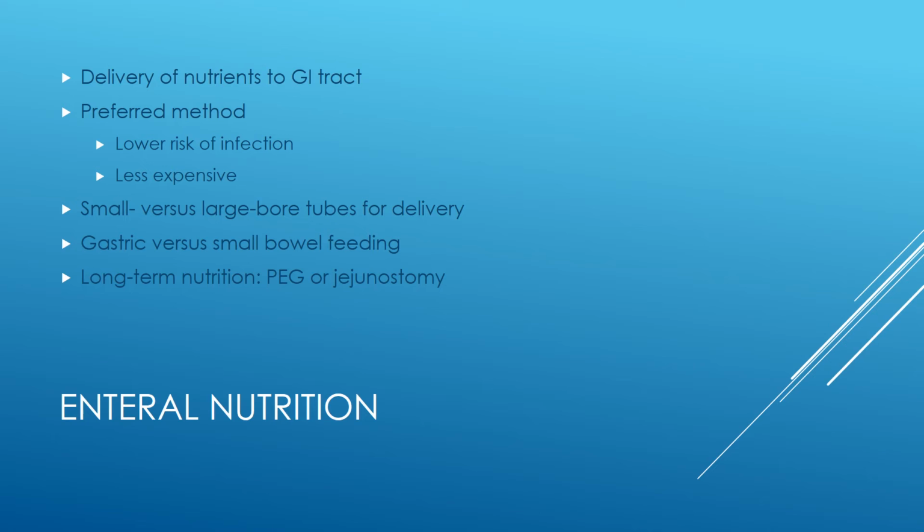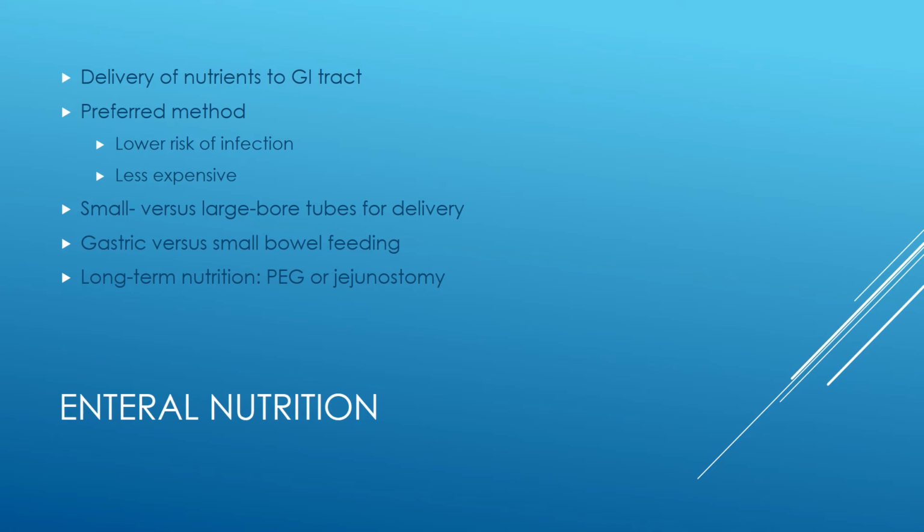Usually we start out with a large bore tube, like an NG or an OG tube. You can give tube feed through that. It's just nothing that's long term. It's usually not very comfortable for the patient, and it just doesn't work as well. It tends to get clogged, things like that. Small bore are much more comfortable for the patient. They're usually much easier to place, and the patient usually tolerates it better.